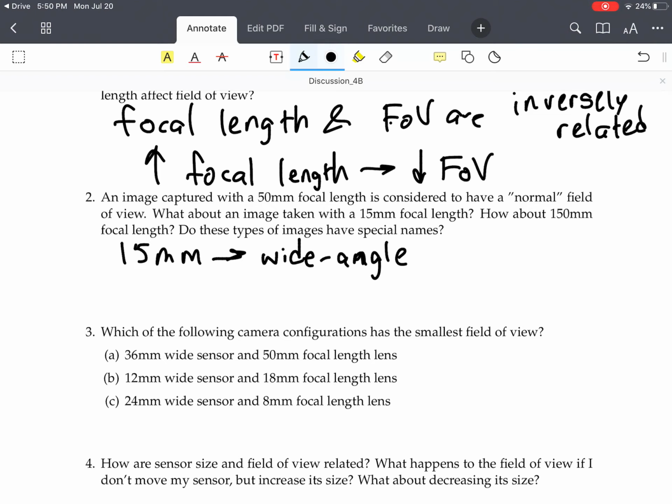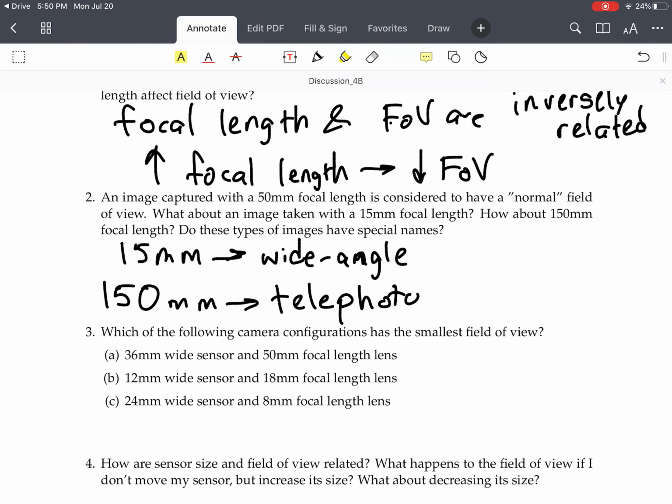And meanwhile, when we go from 50 to 150, our field of view is getting much smaller. And this also has a name, 150, and it's called a telephoto. Okay, not quite as intuitive a name, but that's the name. So when we have a big field of view, it's called wide angle. When we have a small field of view, it's called telephoto.